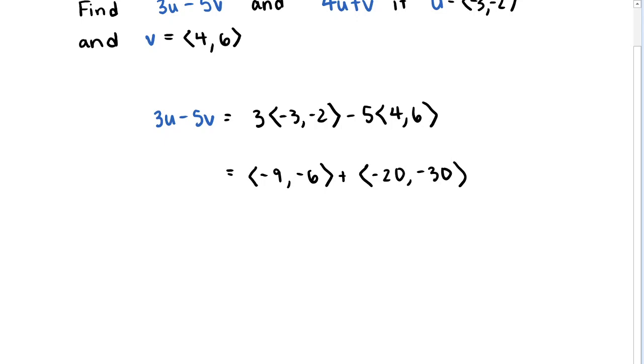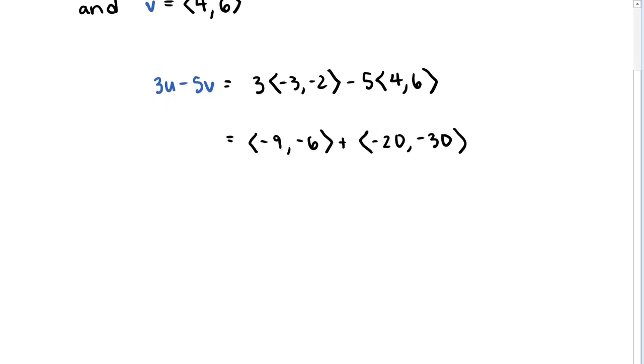So I'm going to distribute that negative in, and then just think of this as adding two vectors now. And so when I add these two vectors, I just add each of their components. I'm going to add the horizontal components together to get -29, and then I'm going to add their vertical components together to get -36. So that's my vector 3u minus 5v.